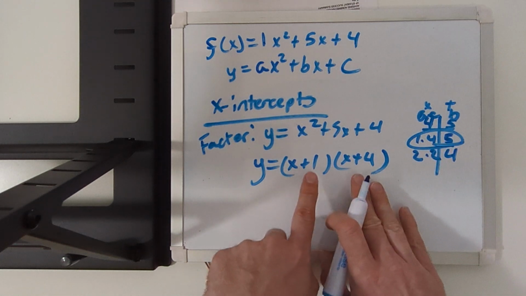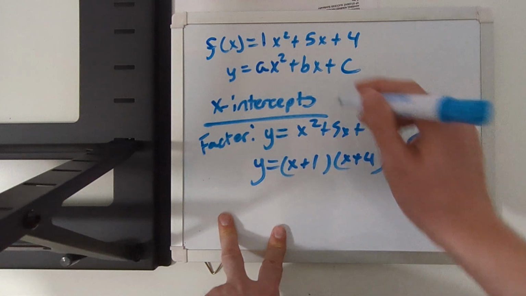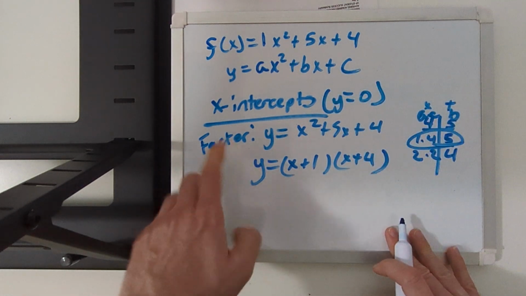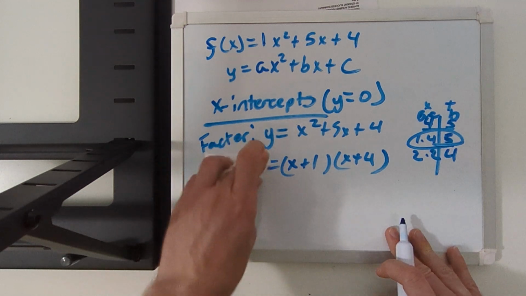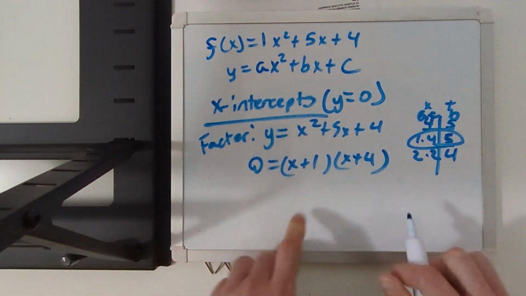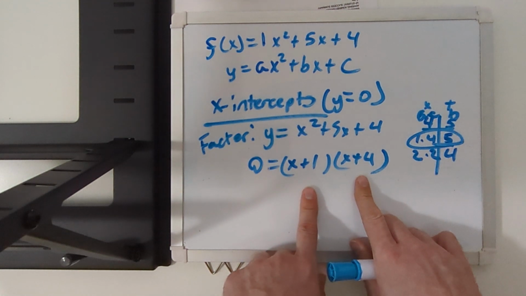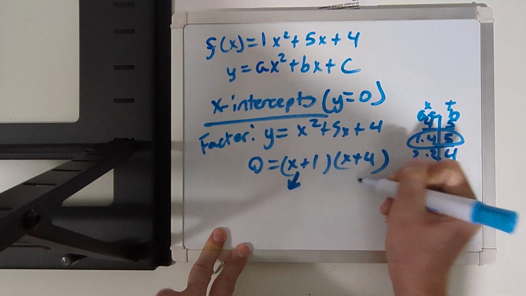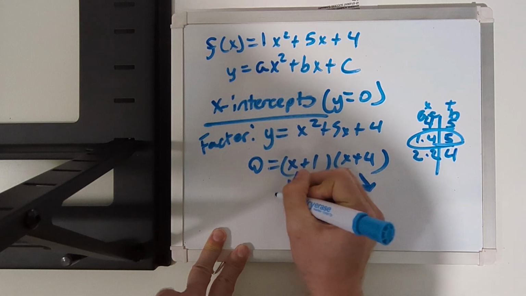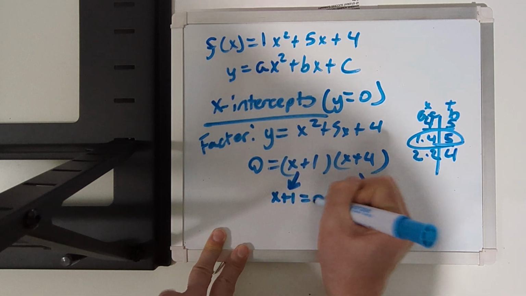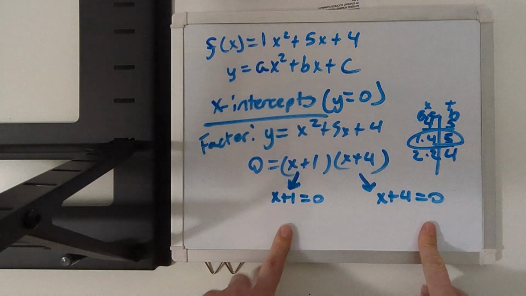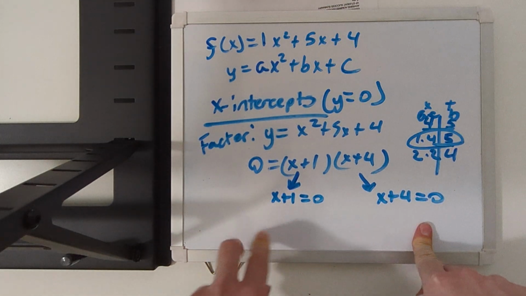Now, how does this help me get the x-intercepts? Well, x-intercepts always occur when y is equal to 0. So all I'm going to do is take this equation and set it equal to 0. And if I'm multiplying 2 things together to get 0, the only thing you can multiply by to get 0 is 0. So one of these 2 factors has to be 0. Either x plus 1 equals 0 or x plus 4 equals 0. Each of these will give me one of the x-intercepts.